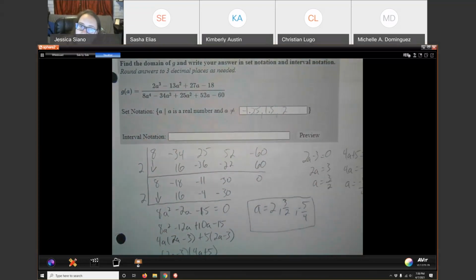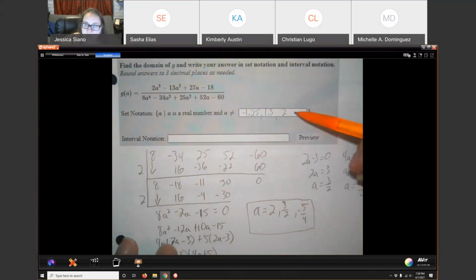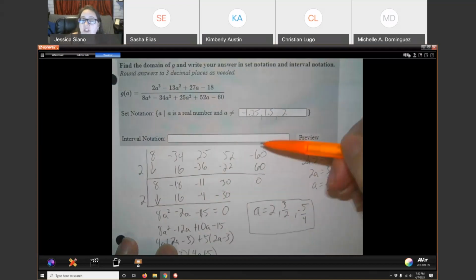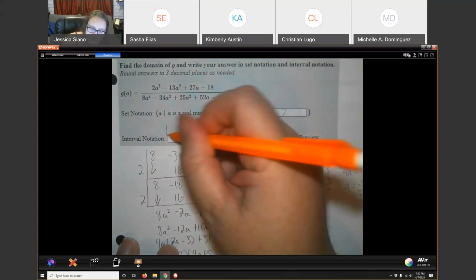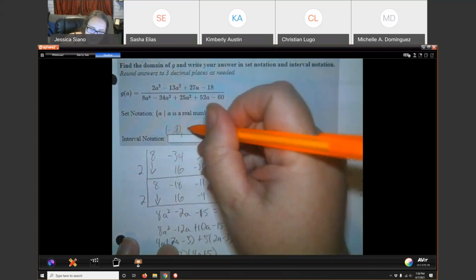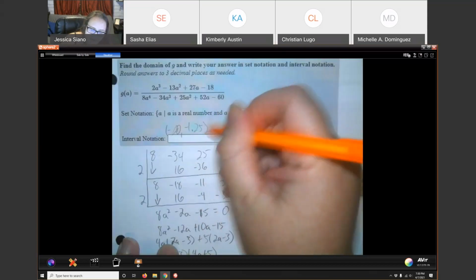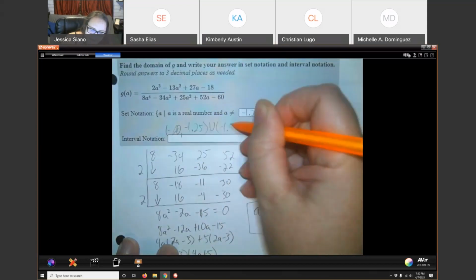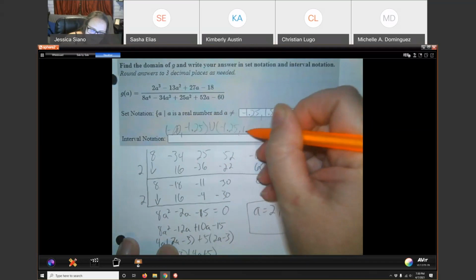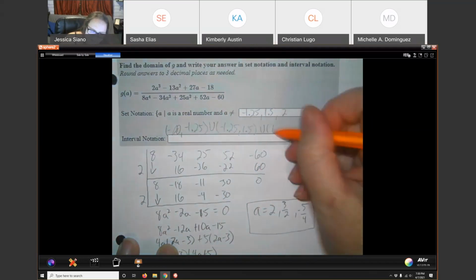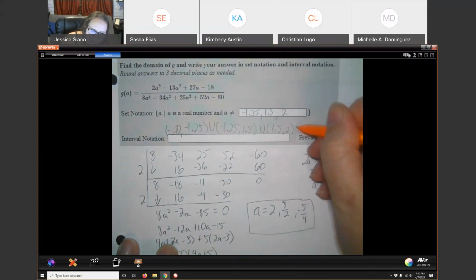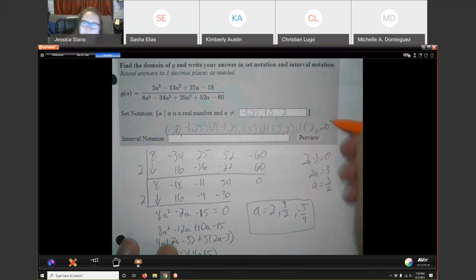You don't have to put them in order, but I like to because then when I'm doing interval notation, they're already lined up for me, because in interval notation they do have to be in order. So all of the numbers to the left of negative 1.25, all of the numbers in between negative 1.25 and 1.5, all of the numbers in between 1.5 and 2, and all of the numbers to the right of 2.